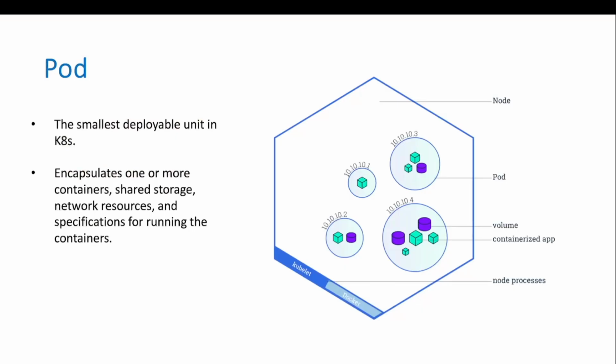Moving ahead, what is a pod? It's the smallest deployable unit in Kubernetes. A single pod comprises one or multiple containers, the shared storage, the node on which the pod is running, the network resources, and certain specifications. Specifications in the sense of the amount of CPU it requires, the amount of memory it requires, all that information. They are all encapsulated together to form a pod.